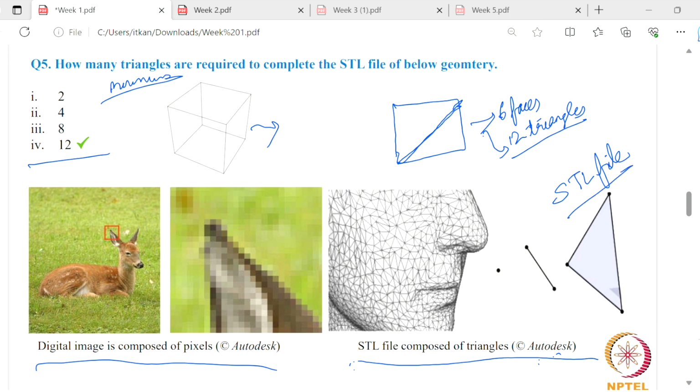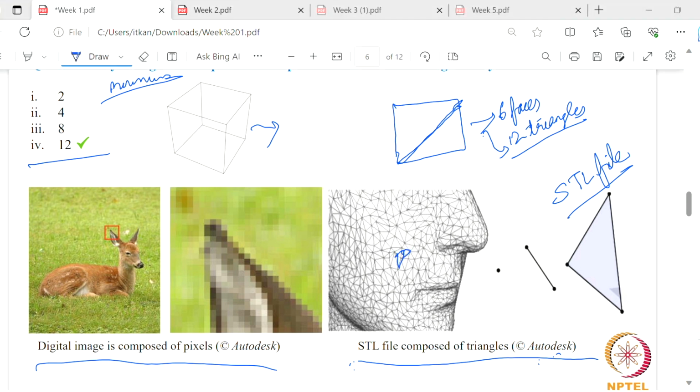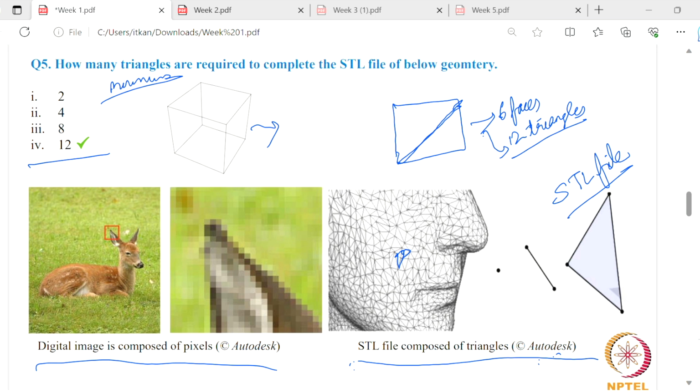So STL is the file format. What we do in STL is we convert the whole geometry into a set of triangles. Small, small, small, these are the small triangles. Now this triangle is made of edges and vertices.